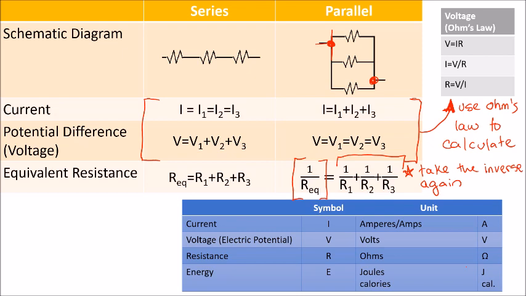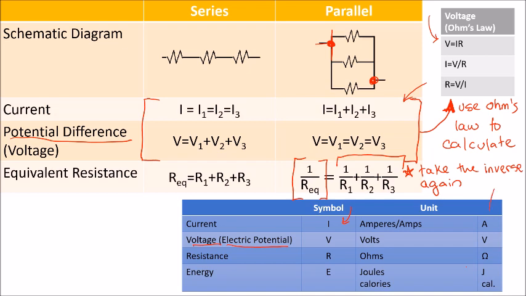And then the chart in blue has a summary of symbols. So symbols are what we see in the equations, and the equations you can see in the chart. So I is for current, V is for voltage, and R is for resistance. Also keep in mind that voltage has a couple different words that are associated with it. Potential difference is also the same as voltage, and electric potential is also the same as voltage.